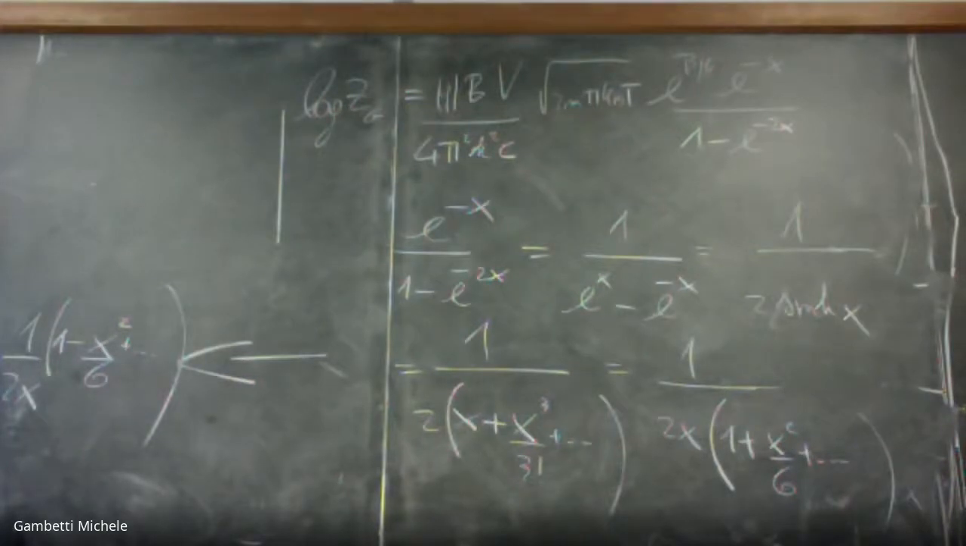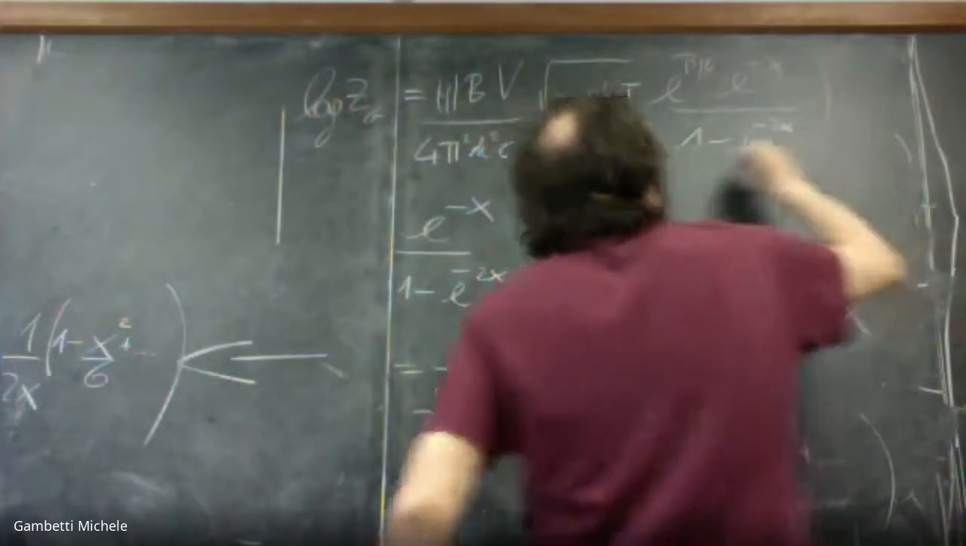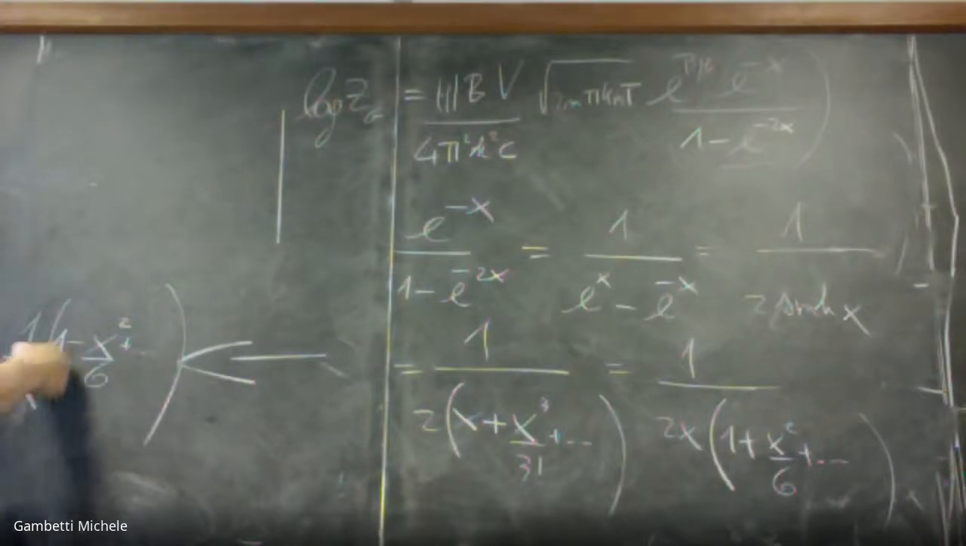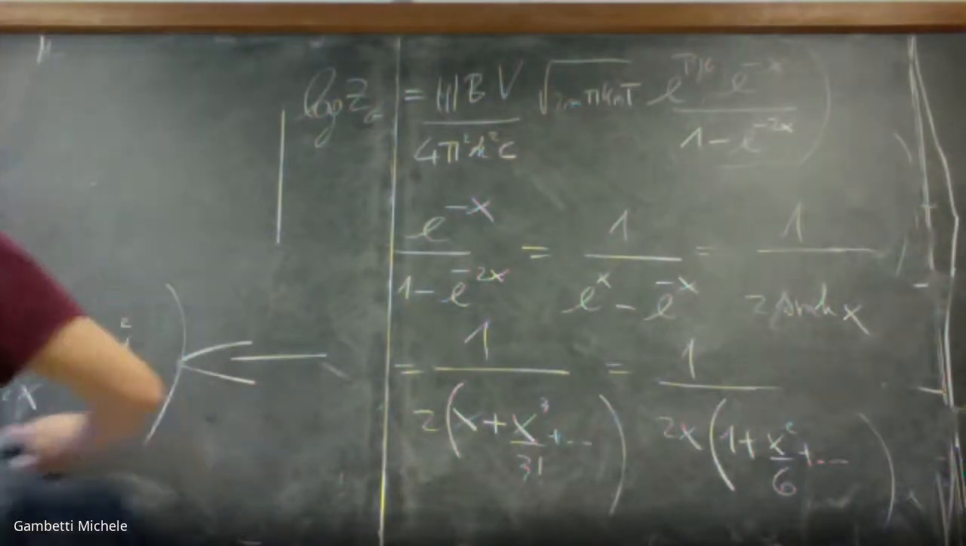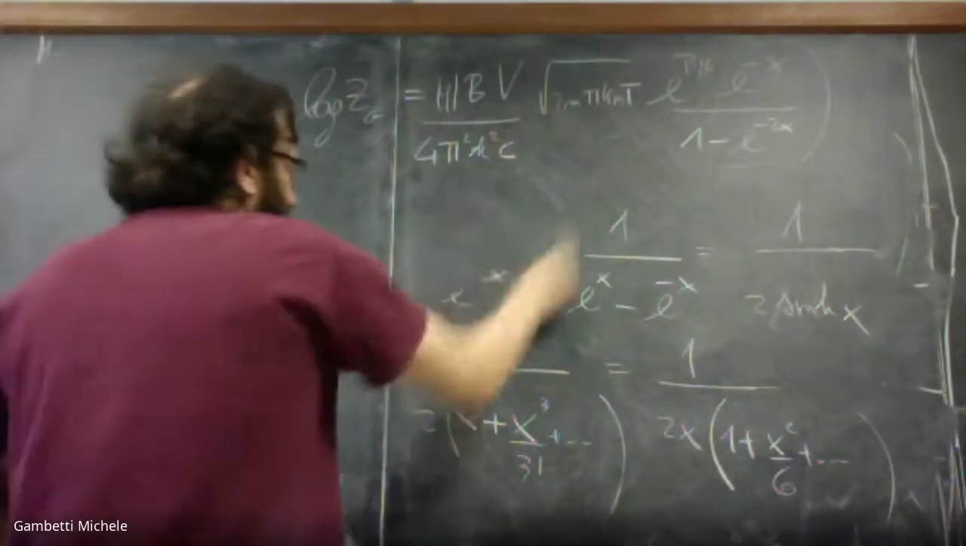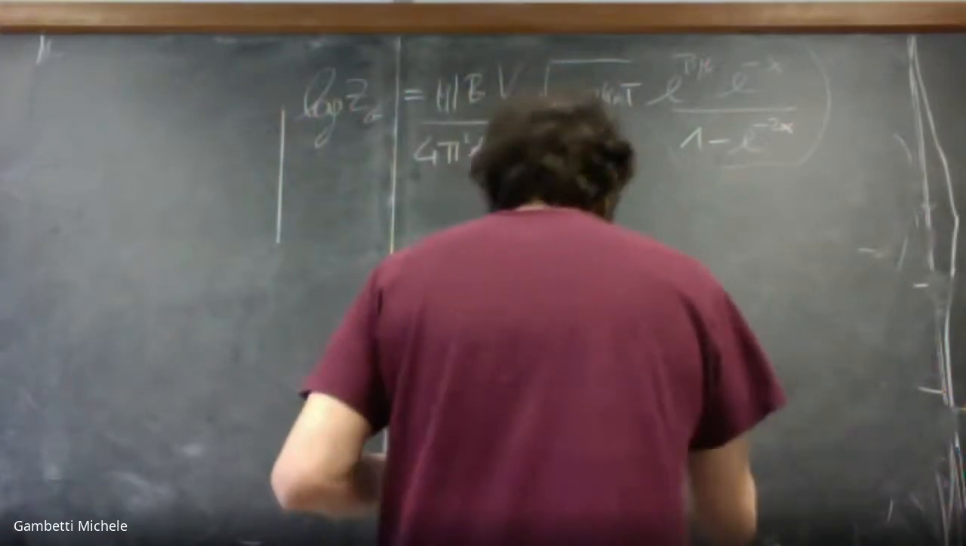Okay, so basically I can write this ratio e to the minus x, x divided by 1 minus exponential minus 2x as 1 divided by 2x, 1 minus x squared divided by 6. Okay? So let me just write the final expression and I'll stop here and then we'll continue next time. But we have almost finished actually.